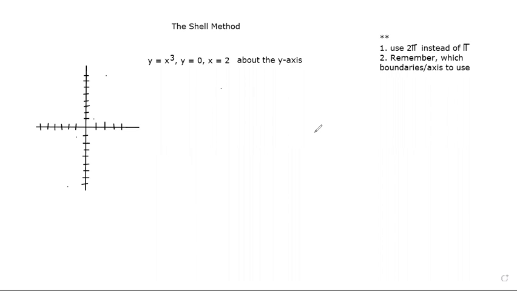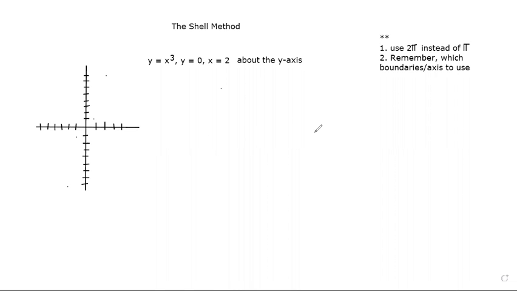Okay, today we want to talk about the shell method. The shell method is an alternative way to find the volume of a solid of revolution. We've already covered the disk method and the washer method, and the shell method is yet just another method that we use to find the volume.